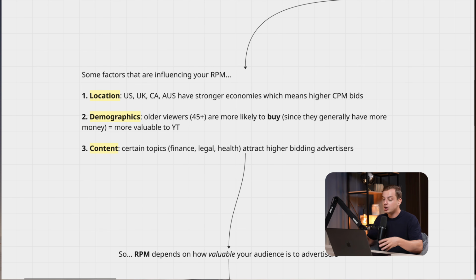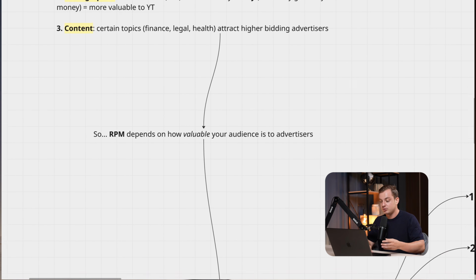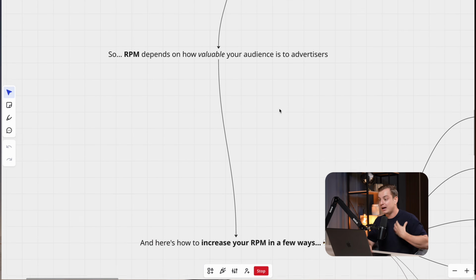And then content. Certain kinds of topics, of course, earn a lot more money. Think about finance, legal, health. This attracts higher bidder advertisements because there's more money to be made on a consistent basis. As an example, I pay my accountants about $180 to $300 per hour. But I have been with them for 5 years. So even if they spend $10,000 on attracting me as a customer, they will still earn a profit depending on how long I would be a customer there. So the RPM depends on how valuable your audience is to advertisers.